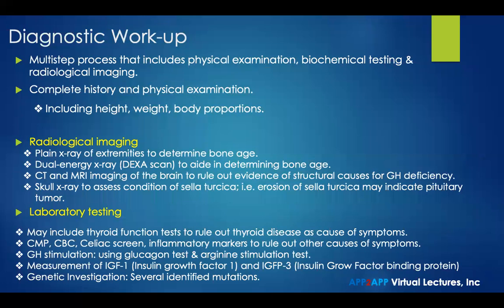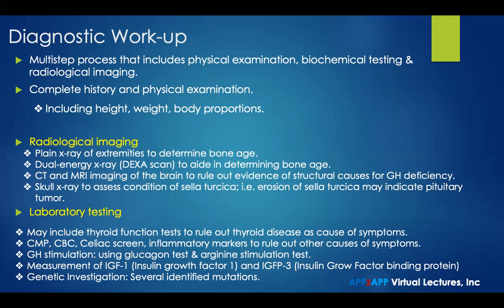Diagnostic workup is a multi-step process that includes both physical examination, biochemical testing, and radiological imaging. You want to start off with a complete history and physical examination, including the mother's pregnancy history, the birthing history, and growth and development as regards to achieving milestones and at what age. You want to arrange for radiological imaging, including plain X-ray of the extremities to determine bone age. You may need to use a dual energy X-ray, also known as a DEXA scan, in determining the bone age.